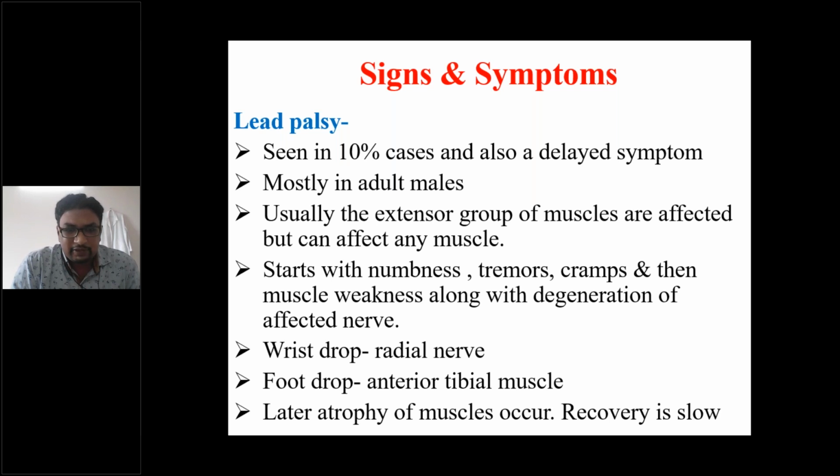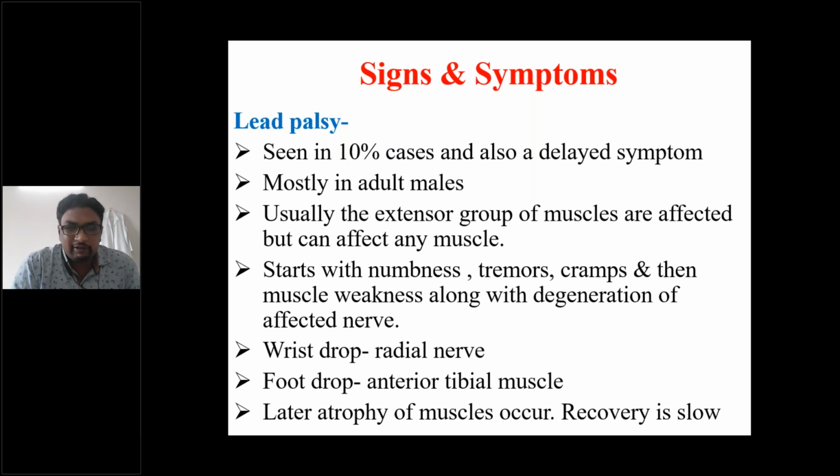Lead palsy is mostly seen in the extensor groups of the muscles and not the flexor groups. It will start with numbness, tremors, and then cramps, thereby further leading to muscle weakness, along with the degeneration of the affected nerve.